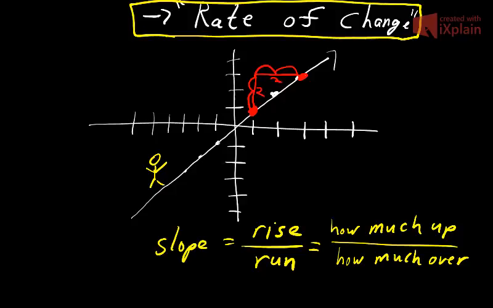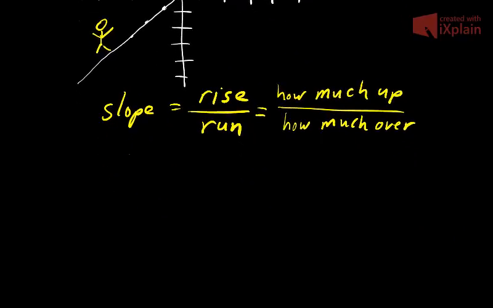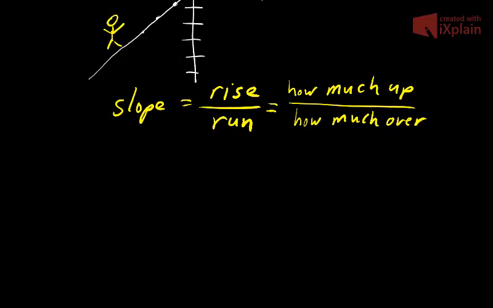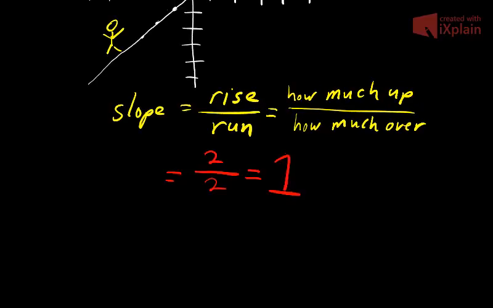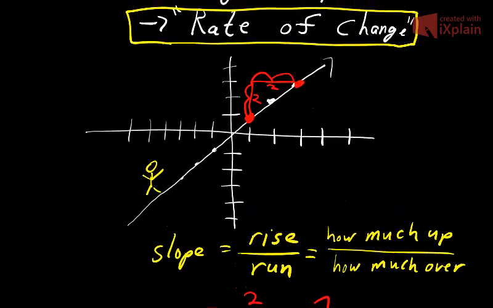So it went up 2 and over 2. So our slope is rise over run. We decided that our rise was how much up it went, which was 2, and our run is how much over it went, which is also 2. So our slope is 2 divided by 2, and I hope everyone got a big old 1. So our slope is 1. Like I said, we should already know our slope is positive. 1 is a positive number, so that means we are headed in the right direction.